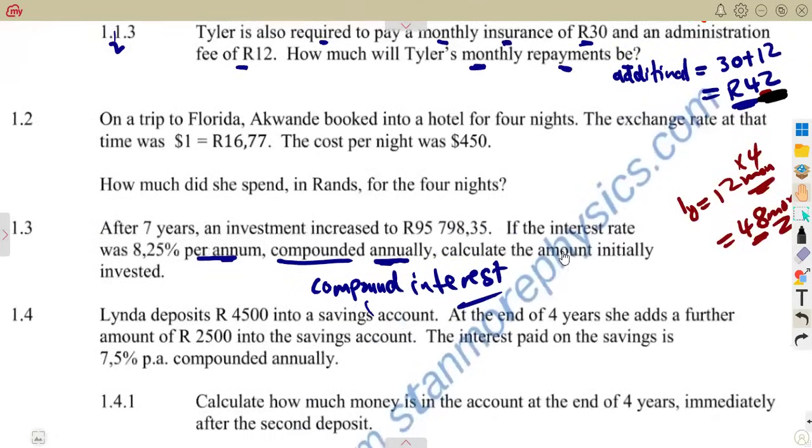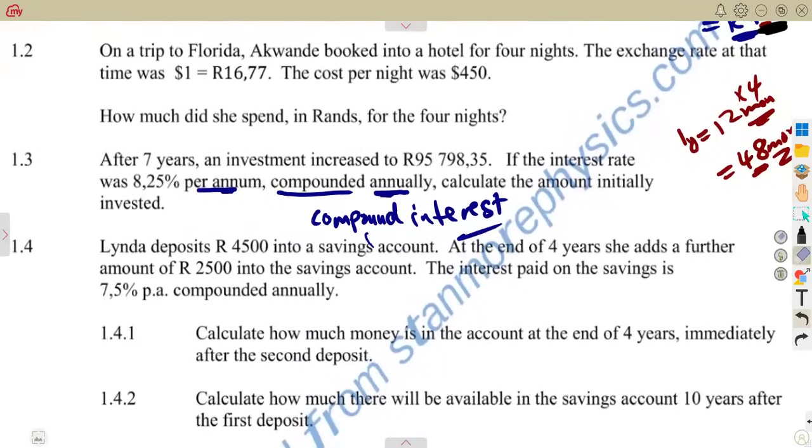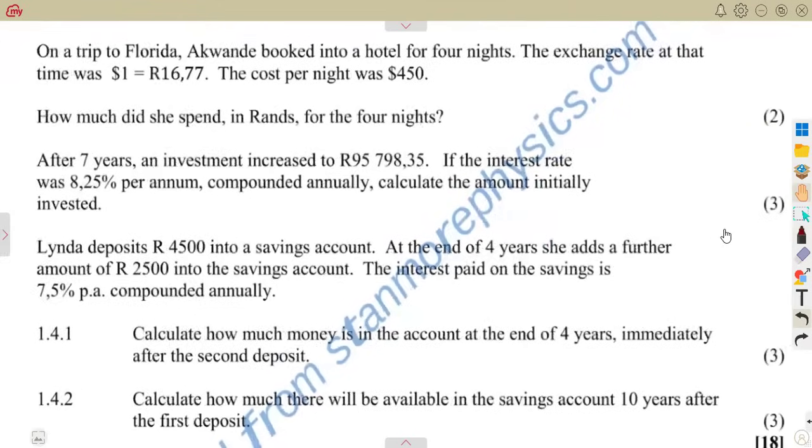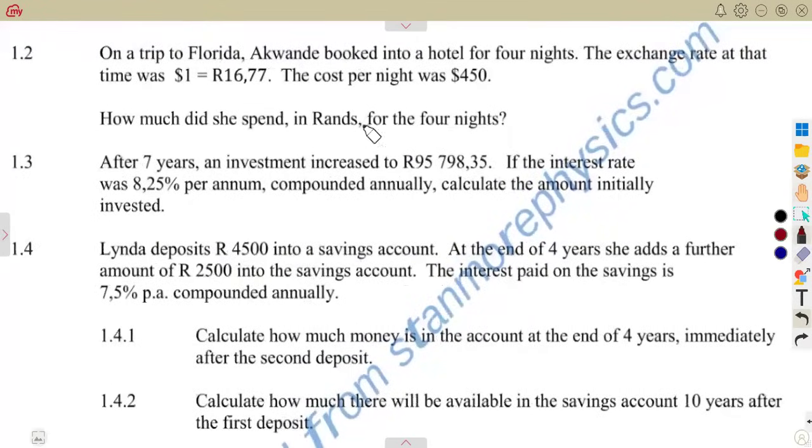All right, so I want us to just correct that part, then we move on. Then let us consider 1.2. We are given this information here. This is 2 marks. On a trip to Florida, Akwande booked into a hotel for 4 nights. So take note, we have got 4 nights in that case. The exchange rate at that time was $1 to 16.77 rand. And the cost per night was $450. Just a night, $450. How much did she spend, take note, in rands for the 4 nights?